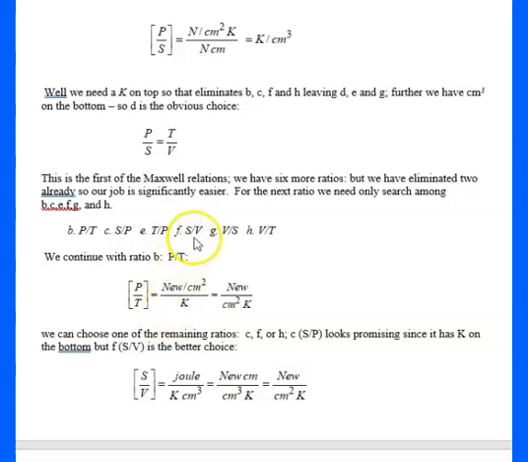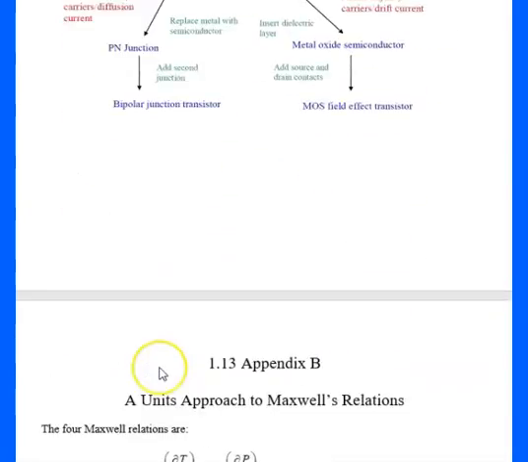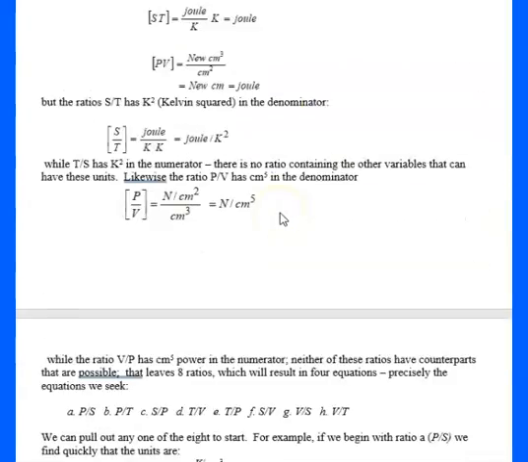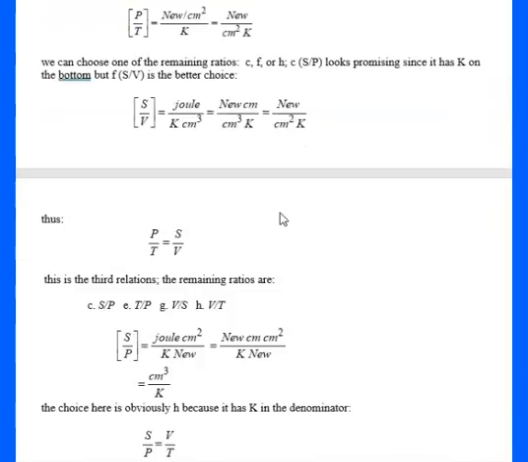So here, let's try S over V. Hey, if it's wrong, my bad, and I'll choose something else. But let's just for fun, because this looks promising. I've got Kelvin on the bottom, and I've got newtons on top. So if I look at S over V, it's going to be joules per Kelvin, and the volume is cubic centimeters. Joule is Newton centimeter, so it's Newton centimeter per Kelvin, and voila, P over T, S over V. So that's number 3. So I can eliminate 2 more.